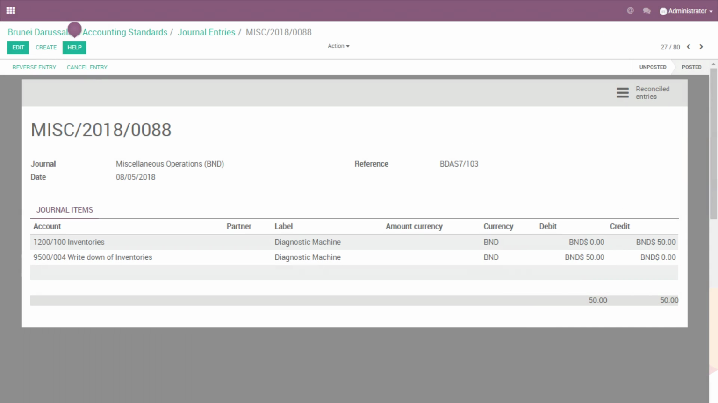A completed journal entry for write-down of inventories will look like this when you record this scenario in Accounting Plus. Do note the journal ID for future reference.